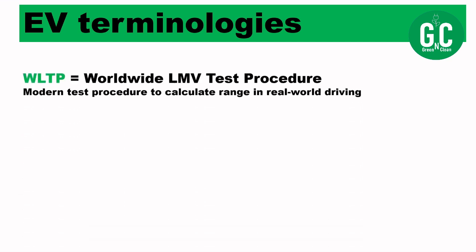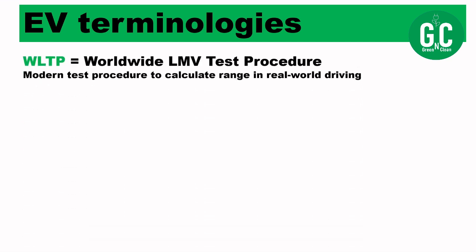Next, let's take a look at what is WLTP. This is not purely EV related, but it is used in stating the range of EVs. So WLTP is Worldwide Light Motor Vehicle Test Procedure. So it's a modern test procedure used to calculate the range in real world driving. And there are other parameters that these test procedures actually test.